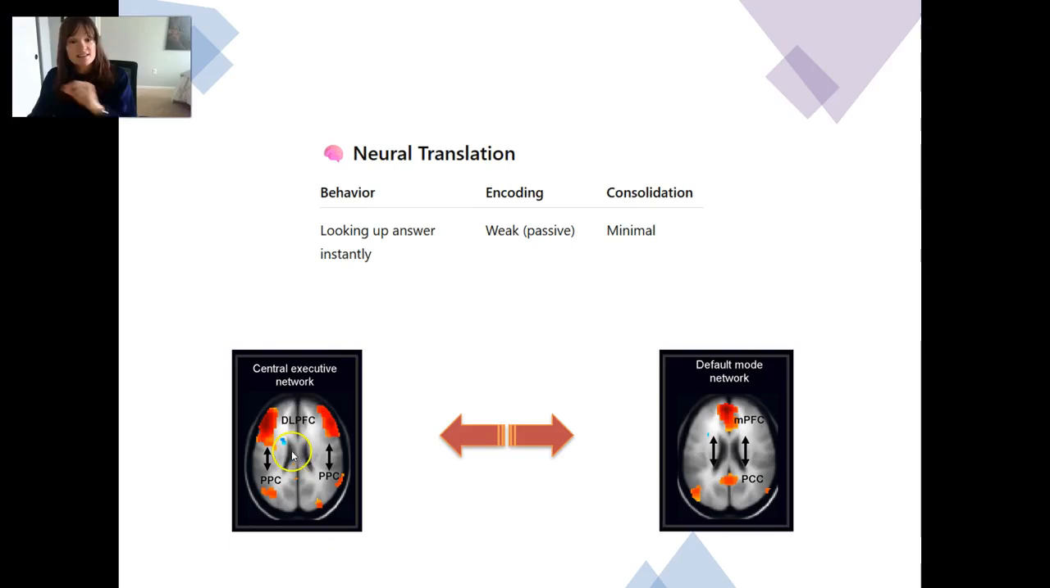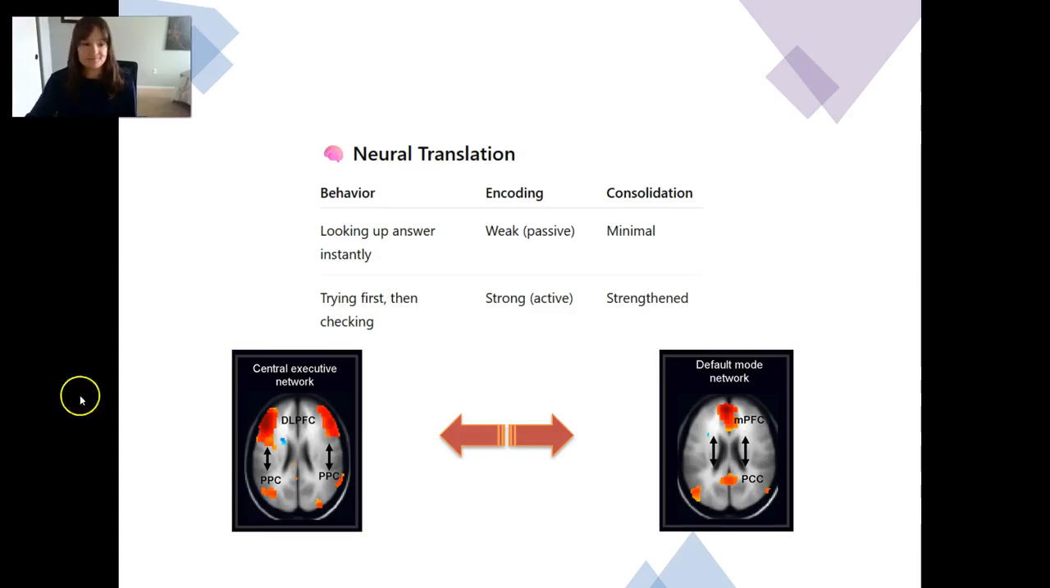But if you are instantly going to look up the answer, your brain does not look like this. You're not firing up that central executive network very much at all. It's pretty weak. And if you don't get that fired up, you're not going to be able to move it into your default mode network and make those consolidations and stable memories that you need. So first try. What do you think the answer is? Struggling through can really be an effective way to help fire up your brain, and then you can check. And if you see the answer, then that's great. If you're not sure, that's what I'm here for.